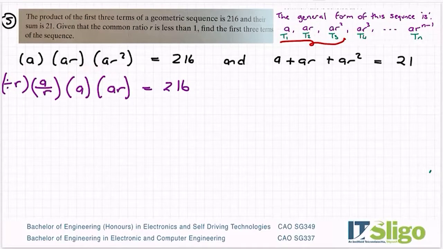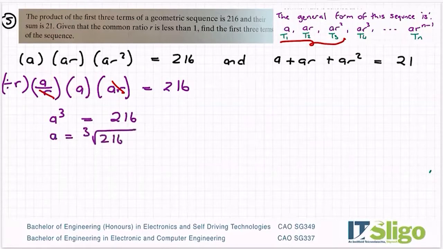Why did I do this, I suppose? Well, let's now multiply the three terms together, and I'll have a by a still equal to a cubed, but this time the r cancels. So I end up having a cubed equal to 216, and therefore a is equal to the cube root of 216, which is equal to 6. So that's one way of finding a.